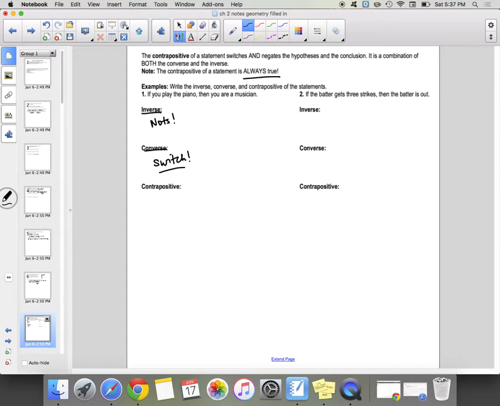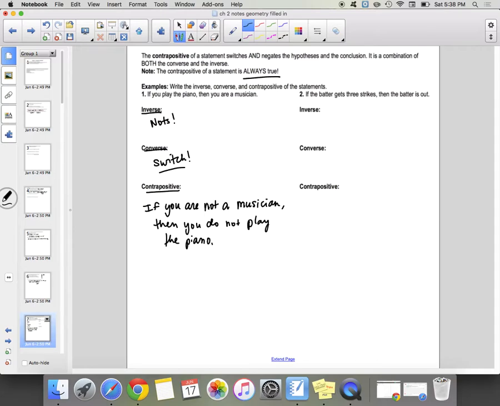And then the contrapositive puts it together. So the contrapositive would be, if you are not a musician, then you do not play the piano. So it puts it together, both the inverse and converse together. And that's the only one that's true. If you're not a musician, then there's no way that you could possibly play the piano because you would be a musician then, okay?